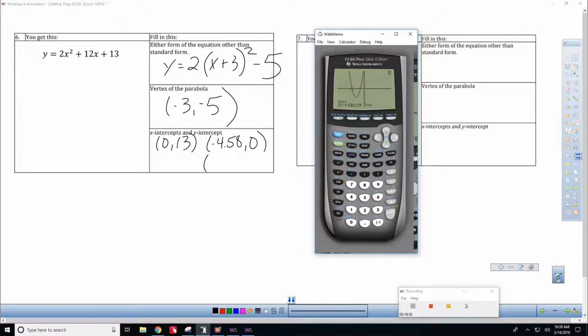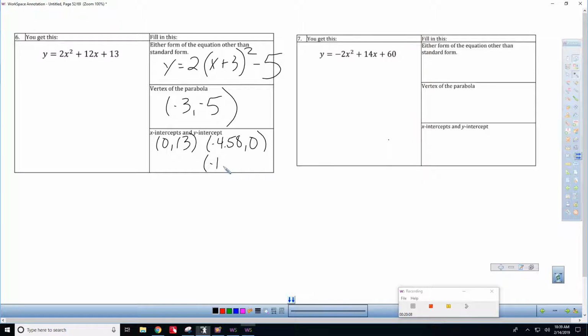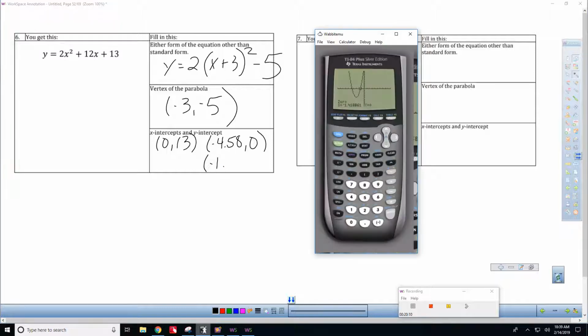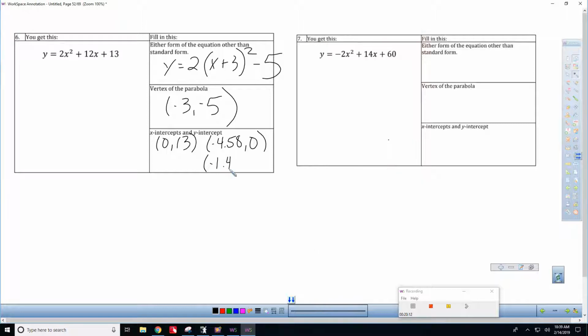Calculate zero. Get my water bug to the left of the answer. Hit enter. Get it to the right of the answer. Hit enter. Take a guess. Negative 1.418, comma 0. Do you understand how I got that? Yeah. All right, we're going to have to practice that.